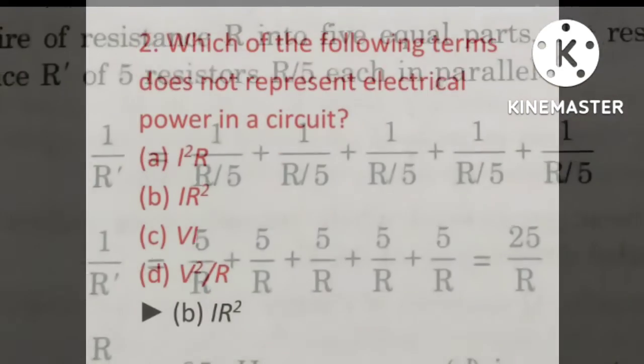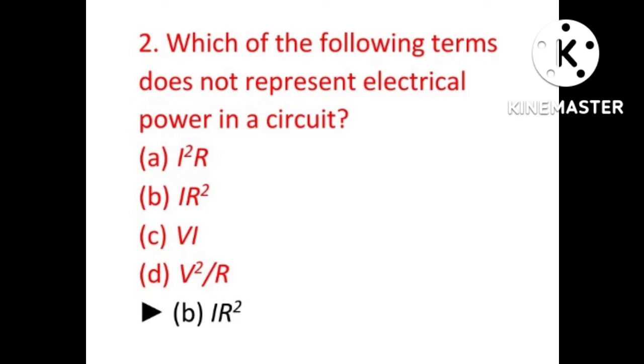Okay. Next is question number 2. Which of the following terms does not represent electrical power in a circuit? The options are A I square R, B I R square, C VI, and option D is V square by R. So here we have 3 equations for power, right? What are the 3 equations? P is equal to I square R, P is equal to VI, and P is equal to V square by R. So which one is left? I R square. So that is the answer. That is not power. The answer is B, I R square.